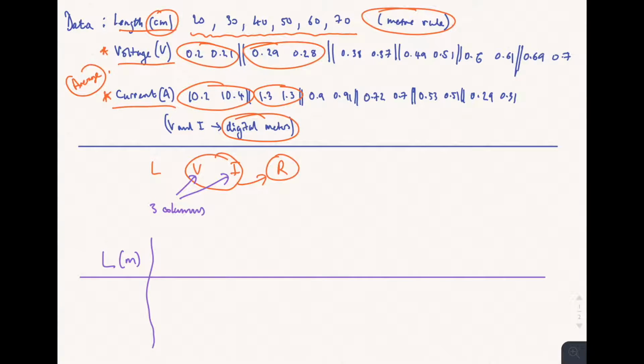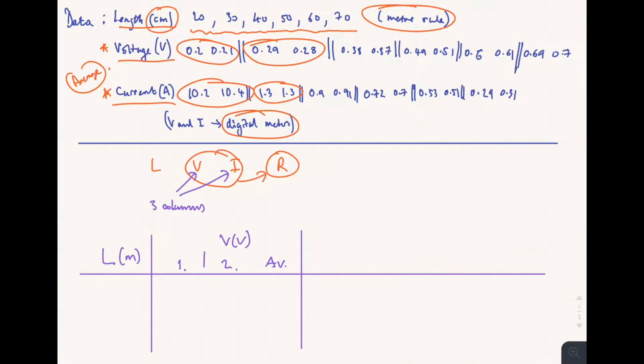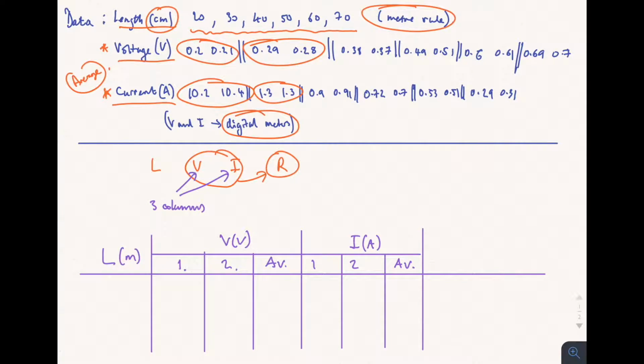Next to length, I will put in the voltage. Now because I need 3 columns for voltage, it's a lot neater and simpler to group those 3 columns together under one heading of voltage. So I'm going to have a 1, 2 and average. They're all underneath the main voltage header there, so these are separated from each other, but they're all under voltage, so that's how we do it. We're also going to do the same thing for current. On the end I have resistance in ohms.